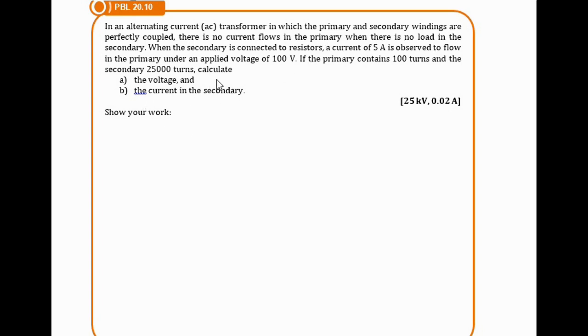Okay, so first, what does it give us, what is it describing? When it is connected, 5 ampere is observed to flow in the primary. That means the current for the primary. So I primary is 5 ampere. Under applied voltage, V primary is 100 volt. The primary contains 100 turns, so the number of turns of the primary is 100. The number of turns of the secondary is 25,000. First it wants the voltage, and then the current in the secondary.